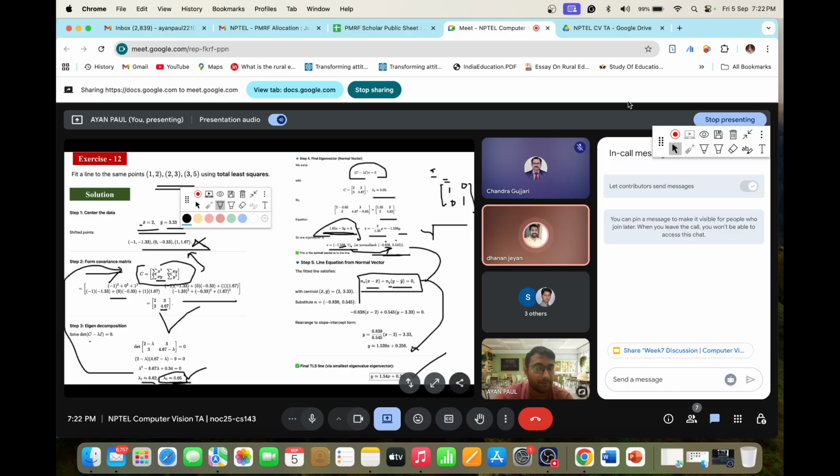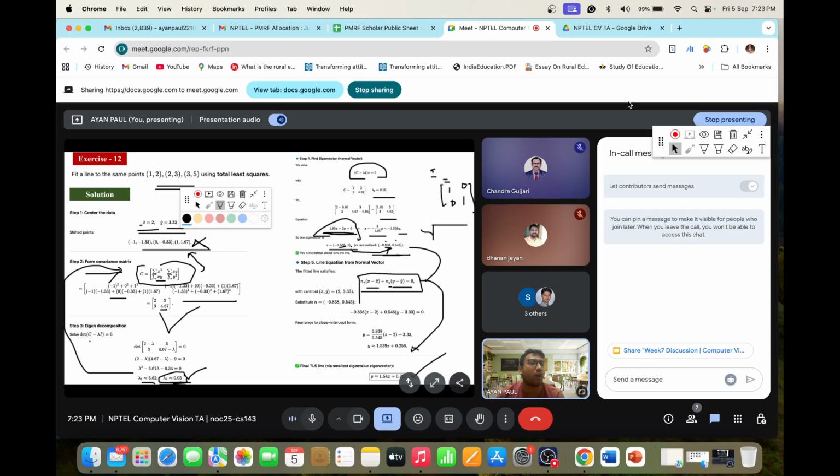Normalization means dividing by the modulus, the magnitude. Can you please repeat normalization? Yeah, normalization is dividing by the magnitude. What is magnitude? Root over minus 1.538 whole squared plus 1 squared. Divide both the values x and y by this value, and then you get nx and ny. Nx is minus 0.838, ny is plus 0.545. So that is how you can solve the total least square.